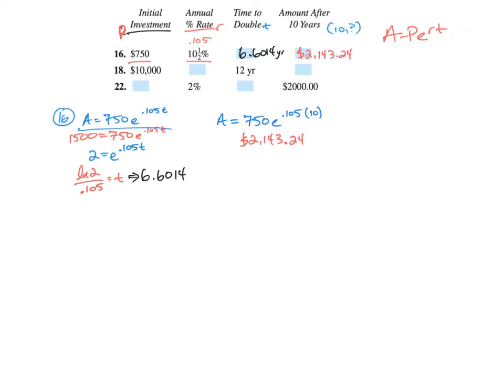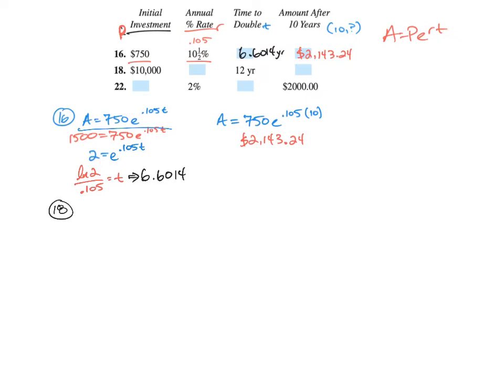Now let's look at 18. 18 gives you your principal and your time to double. So what we need to find is our annual rate and our amount after 10 years. What we have to do first is solve for our R. But let's substitute everything we know into our formula. We're working with what they give me.